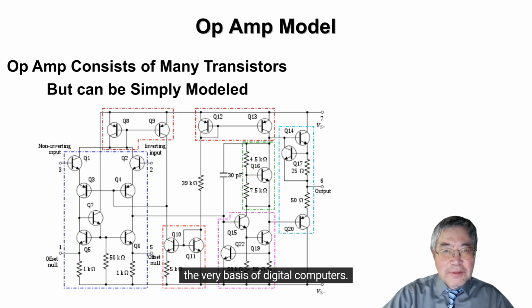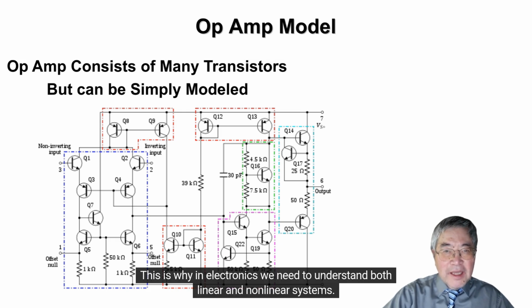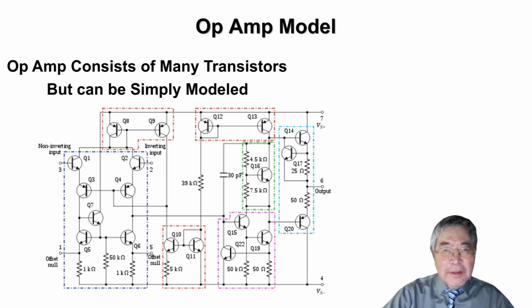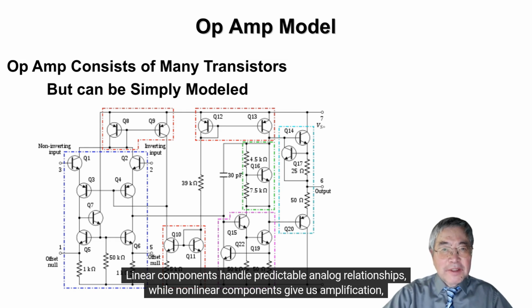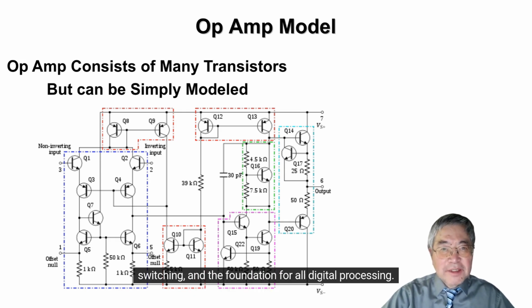digital computers. This is why in electronics we need to understand both linear and nonlinear systems. Linear components handle predictable analog relationships, while nonlinear components give us amplification, switching, and the foundation for all digital processing.